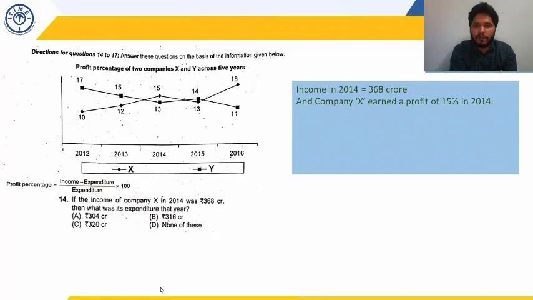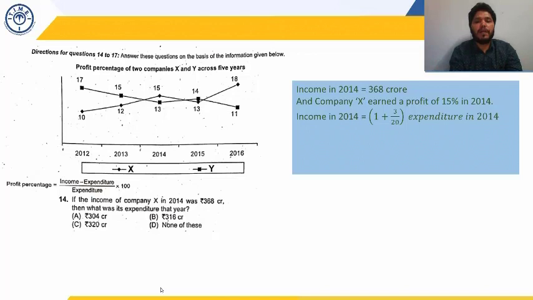And what is the fraction equivalent of 15%? It is 3 by 20. We have discussed this in percentage. So can I say my income is equal to 1 plus 3 by 20 times my expenditure in 2014, by the multiplying factor which we have discussed in percentage. So income in 2014 is 15% more than expenditure in 2014, and the fraction equivalent of 15% is 3 by 20.